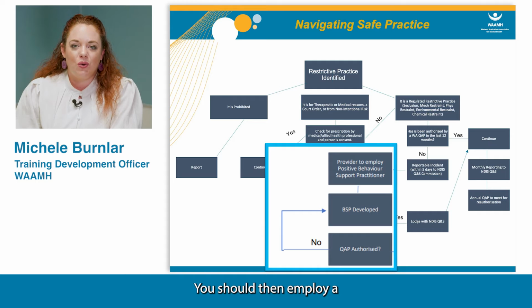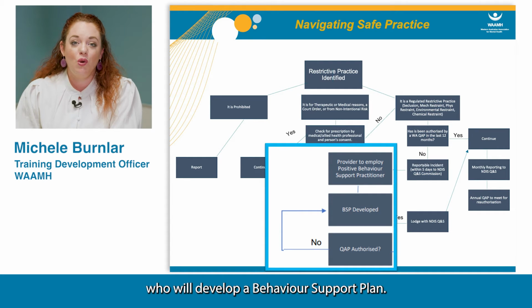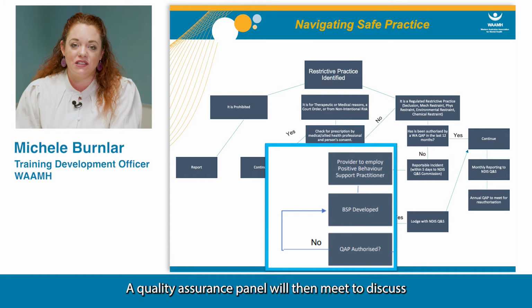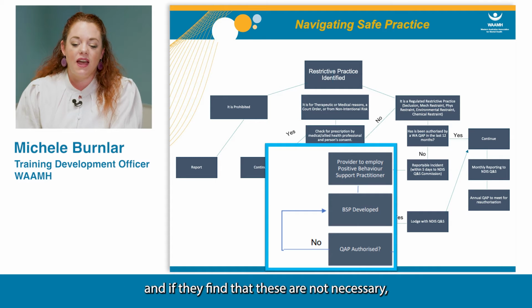You should then employ a positive behaviour support or PBS practitioner who will develop a behaviour support plan. A Quality Assurance Panel will then meet to discuss the restricted practices planned out within the plan, and if they find that these are not necessary, a new behaviour support plan needs to be created.